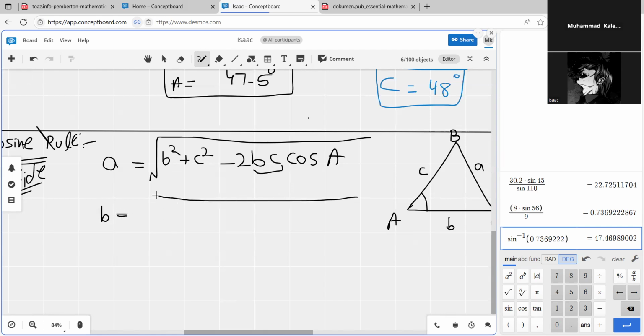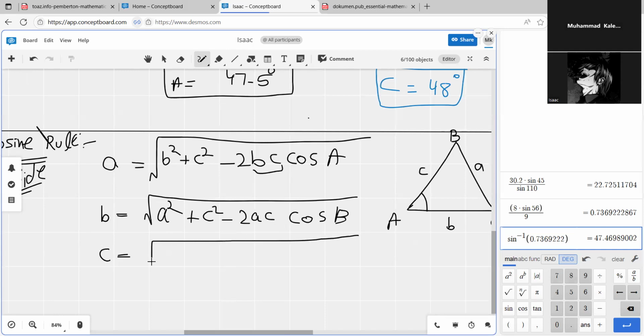If I want to write the formula for side B, what will happen? I will write a square plus c square. Don't include that side which is given here. The other two sides' squares will be summed here, and then minus 2ac, not b, ac, cos B. This is the formula. You just have to memorize.